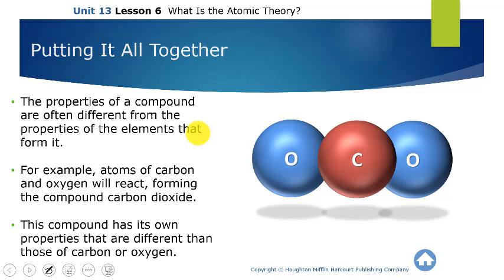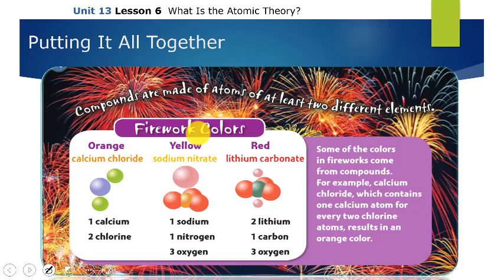And another example of a compound is what we use for fireworks colors. When you use fireworks, we see so many colors and lights. Some of the colors in the fireworks come from compounds. For example, calcium chloride, which contains 1 calcium atom for every 2 chloride atoms, results in orange colors.